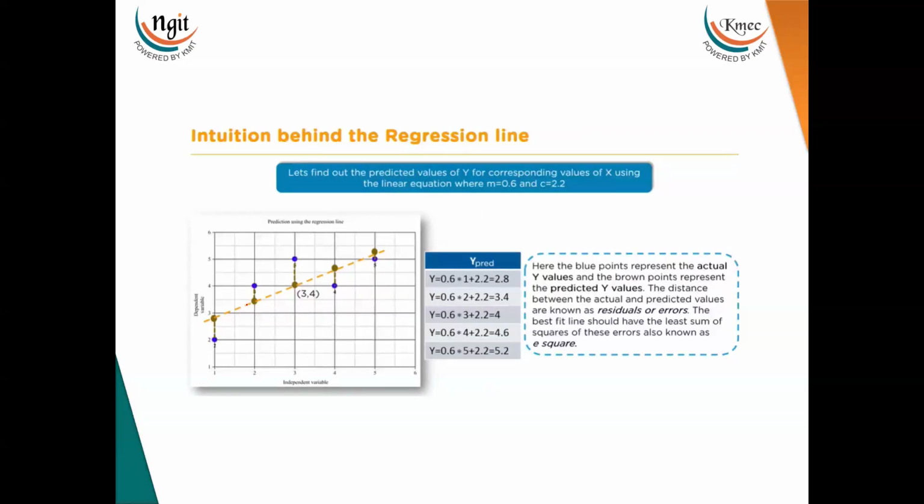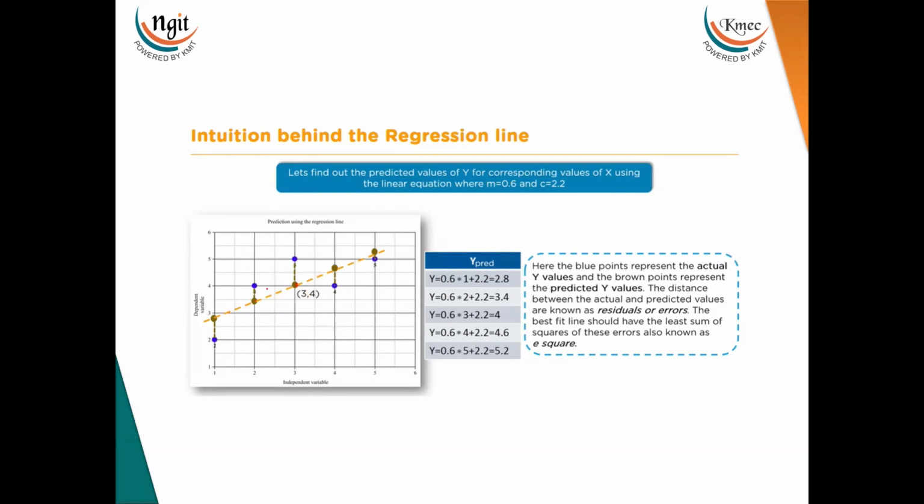Now here let us place these data points. Here the blue points, which we have already plotted, are the actual y values, and these brown points represent the predicted y values. What we have calculated are the predicted values, and we have represented them with brown points. The distance between the actual and predicted values is known as the residual or error. In the last session, we discussed what a residual or error is. Actual minus predicted values are known as the residuals, or simply the errors. So the best fit line should have the least sum of squares of these errors, the least square.